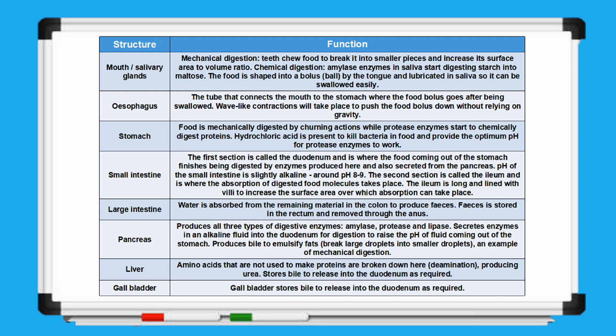The tongue shapes the food into a ball called the bolus, and saliva lubricates it so it can be swallowed easily. Next is the esophagus. This is the tube that connects the mouth to the stomach. After swallowing, the food bolus travels down through wave-like contractions called peristalsis, which push it along without relying on gravity.